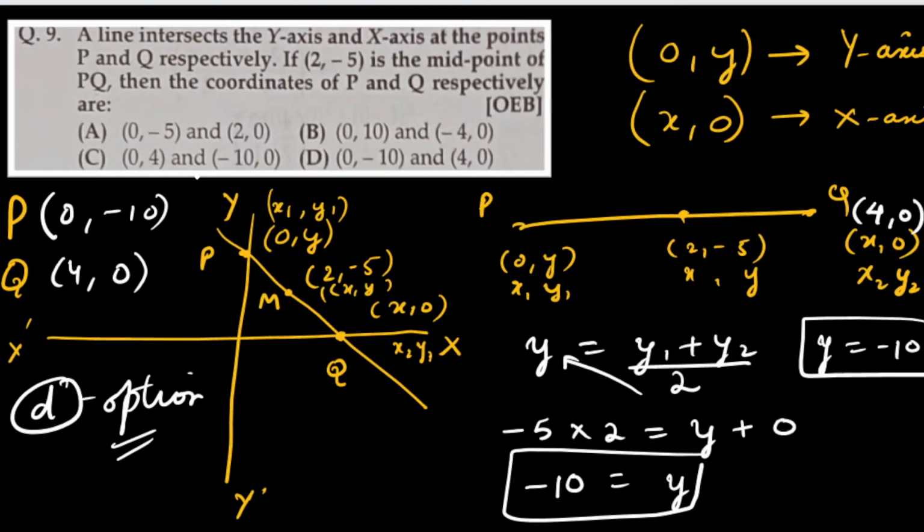Its order is QP. It's not PQ. Although it's the same, in option C the order is Q comma P, but in the question the order is P comma Q. So option D is correct, because it is the order in which the question is asked. I hope this question is clear. Let's do the next question now.